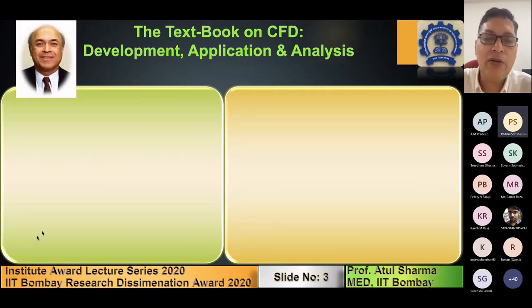As a student, I had always been motivated by Professor S.V. Patankar, who is considered a father figure in this area of CFD. He has written a textbook in CFD, which is the most popular book in the world. And I'm proud to mention that he is an alumnus of IIT Bombay. He did his MTech from the Department of Mechanical Engineering, IIT Bombay. Later on, he did his PhD at Imperial College London, and then he was a faculty member at the University of Minnesota. I have dedicated my book to Professor S.V.